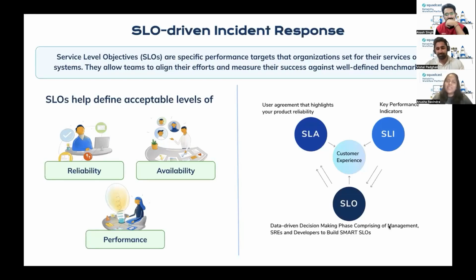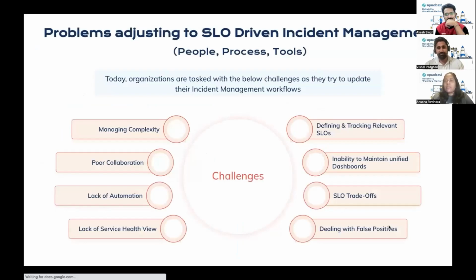Sure. Thanks, Vishal. So far, Vishal briefly went over what SLIs, SLOs, and SLAs mean, how they are related and dependent on each other, and what having them be a part of your process means. Now, let's move on to understanding certain challenges that are associated with bringing in SLOs into your processes.